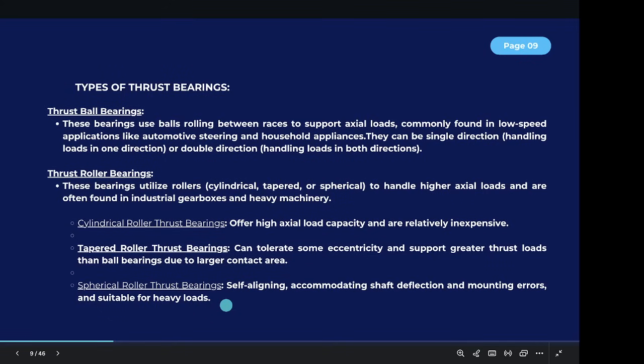Another one is what we call the spherical roller thrust bearing. This time, it is self-aligning, accommodating shaft deflection and mounting errors, and suitable for heavy loads.